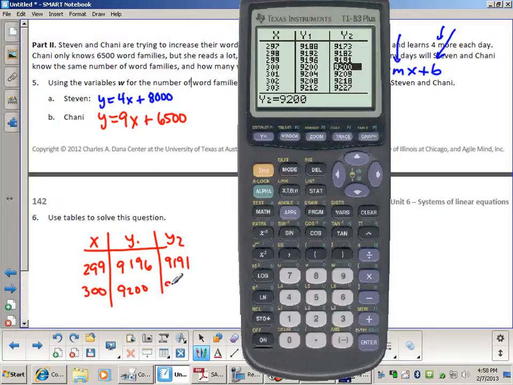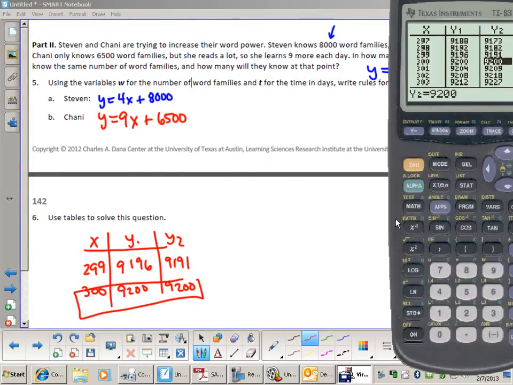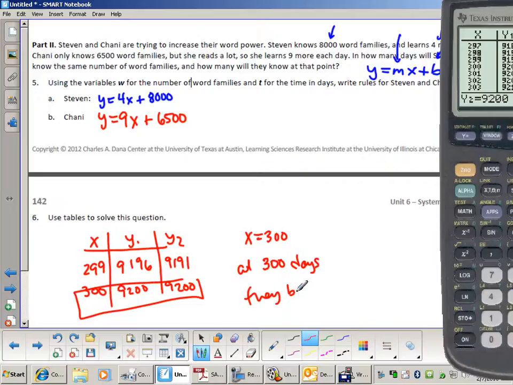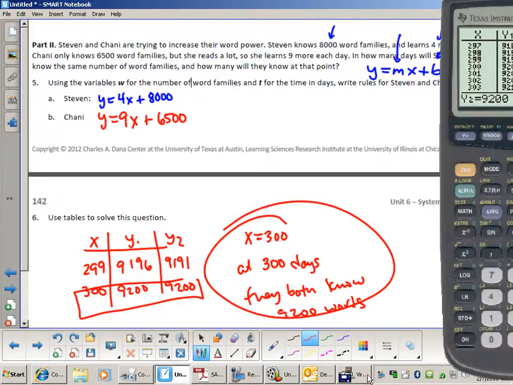Now, that's just where I found my solution, which is an important thing to write. But I actually need to write it out. So my solution is going to be x equals 300, which means at 300 days, they both know 9,200 words. Okay, so that's what we're looking for. That's the solution. So again, technology is great, especially when you use it to solve a problem like this.